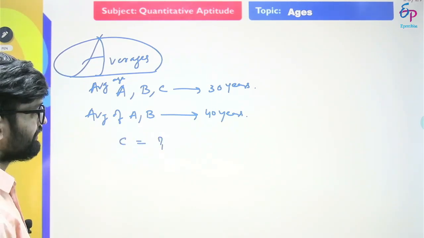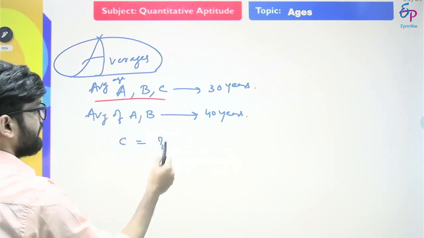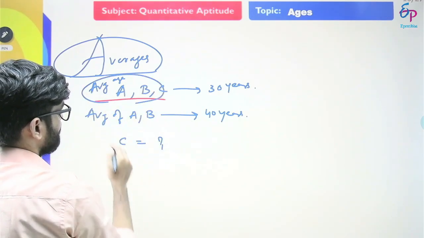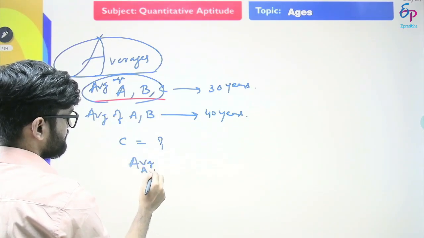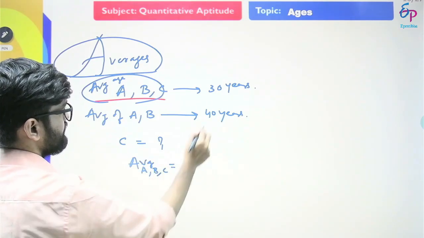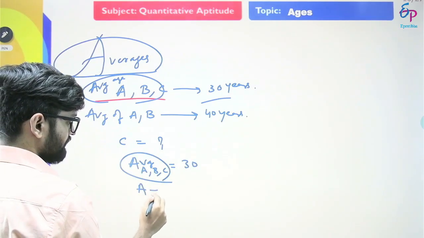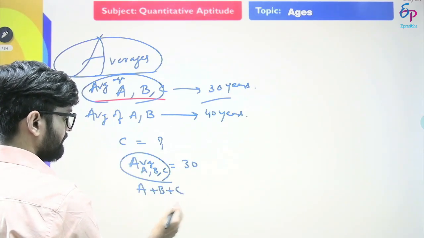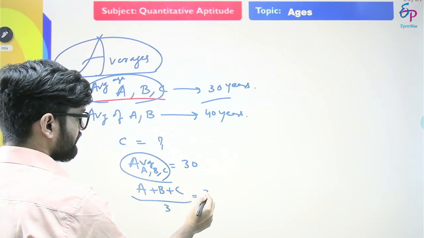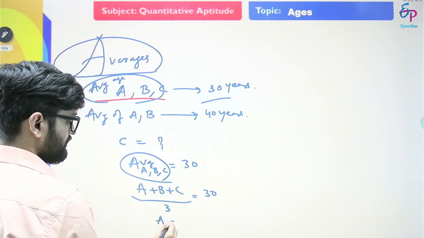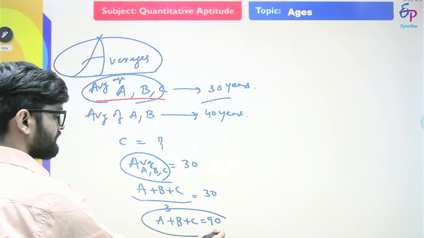We'll see the shortcut, we'll do the lengthy method. Both are almost the same. So A, B and C. Average means what is the formula? Average of A and B and C, I have given the value as 30, right? What is the average formula? Average is nothing but sum of observations divided by total number of observations. How many number of observations are there? 3. So A plus B plus C value will be 90. So take this one as first equation.